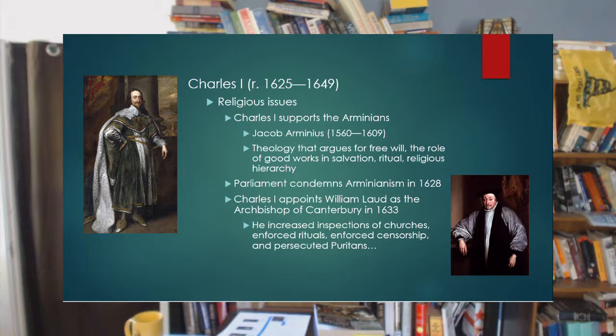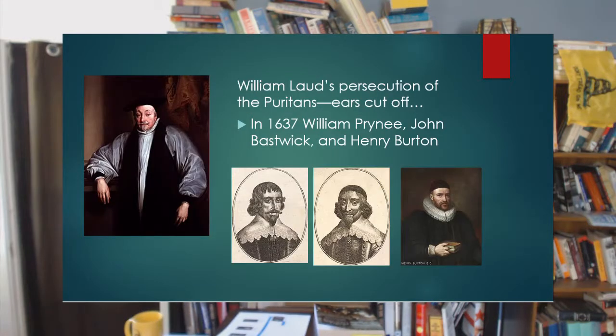Parliament actually condemned Jacob Arminius and his followers, but Charles appoints William Laud as Archbishop of Canterbury in 1633, and he was a follower of Jacob Arminius. So basically, Charles is going against Parliament. William Laud increased inspections of churches to make sure they were following the Anglican model. He enforced rituals on Puritans who don't want to do that. He enforced censorship. He persecuted Puritans.